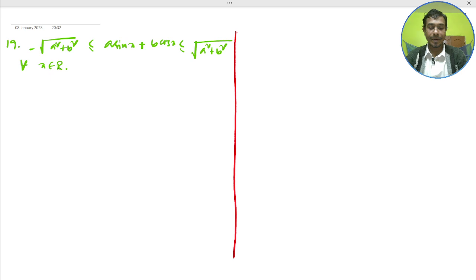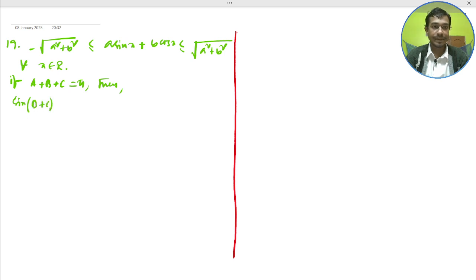And some important identities: if a plus b plus c equal to pi, then first one, sin b plus c equal to sin a, cos b equal to minus cos c plus a. These are some important identities.